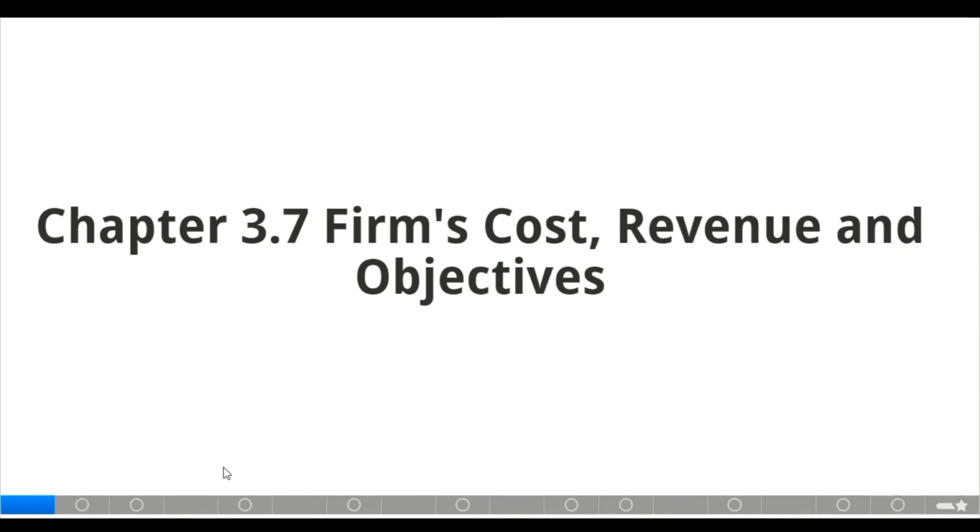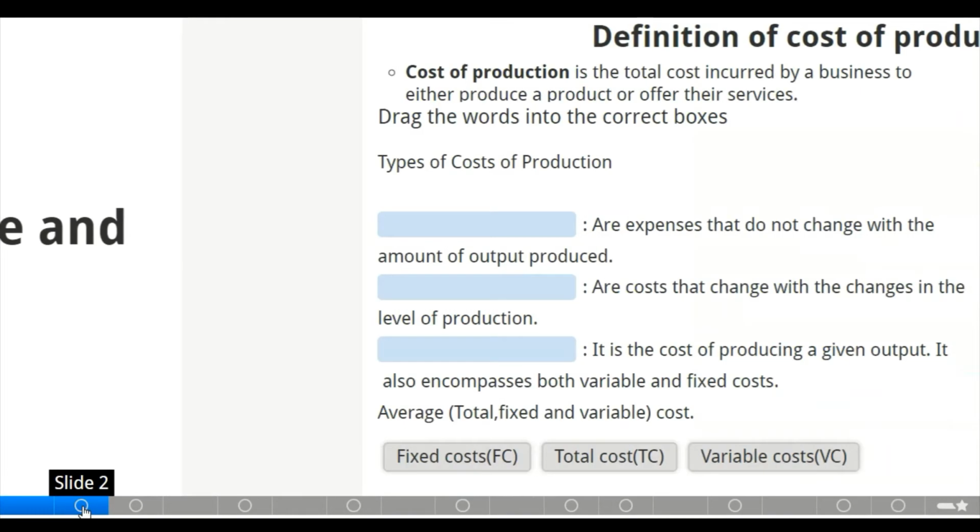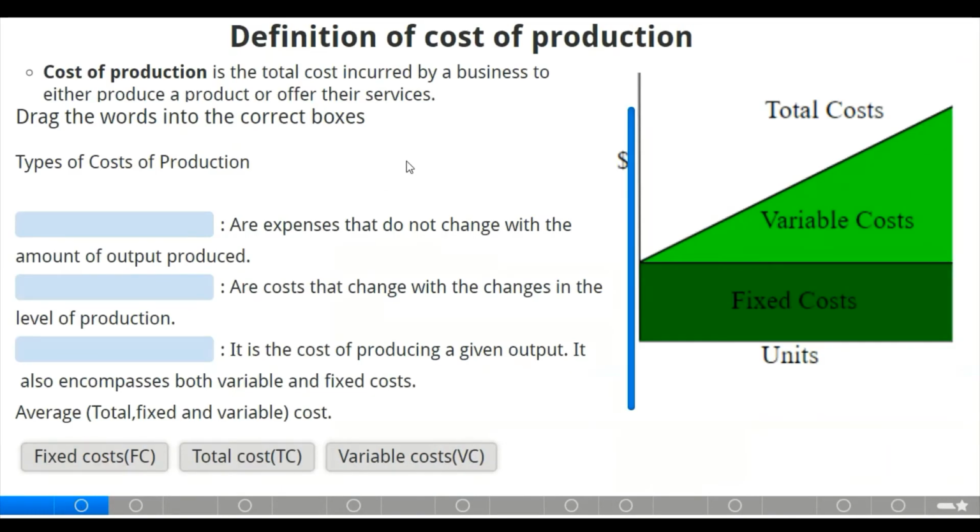Today we'll be treating firms, cost, revenue, and objective. What do we mean by that? Let us go into our slide. Our first slide gives all the definitions of cost of production, and at the same time we have the types of production. Now, what do we mean by cost of production?